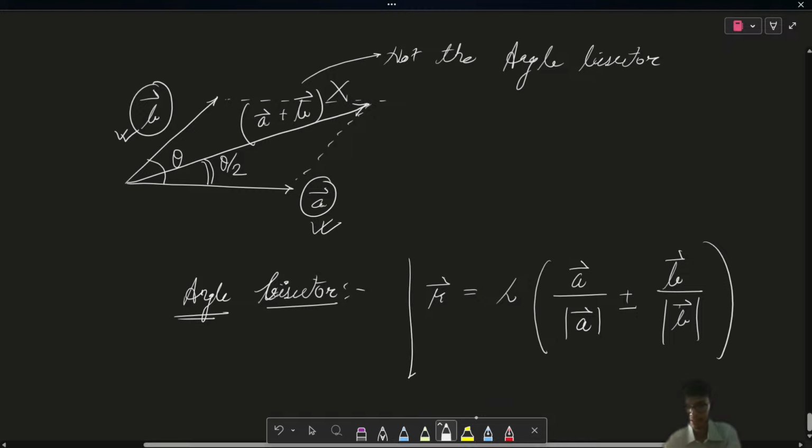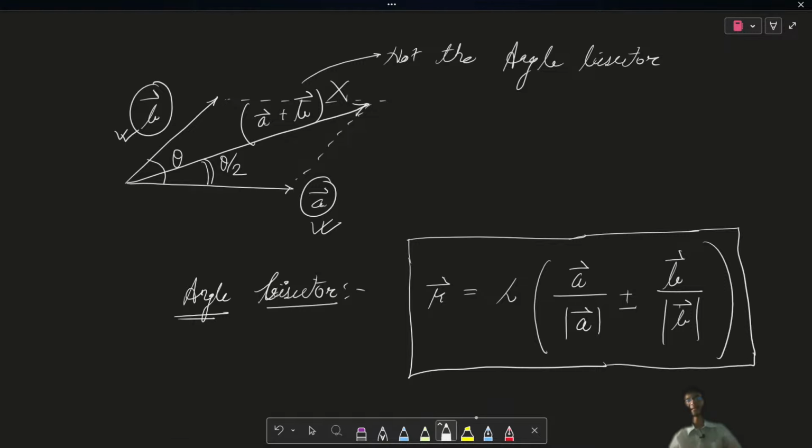Please note that addition of two unit vectors will help you generate the angle bisector, or the vector along the angle bisector. However, if you just directly add up the vectors, it won't give you the angle bisector. So it's a very important concept that we need to understand from this time on.